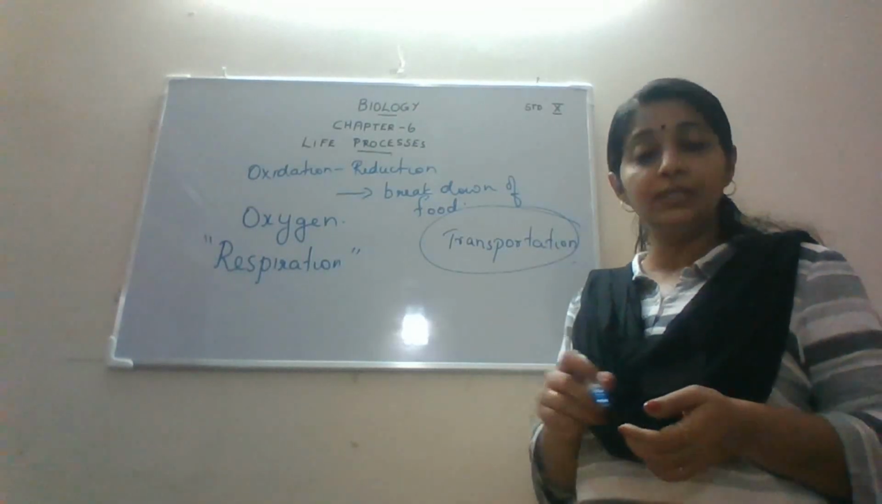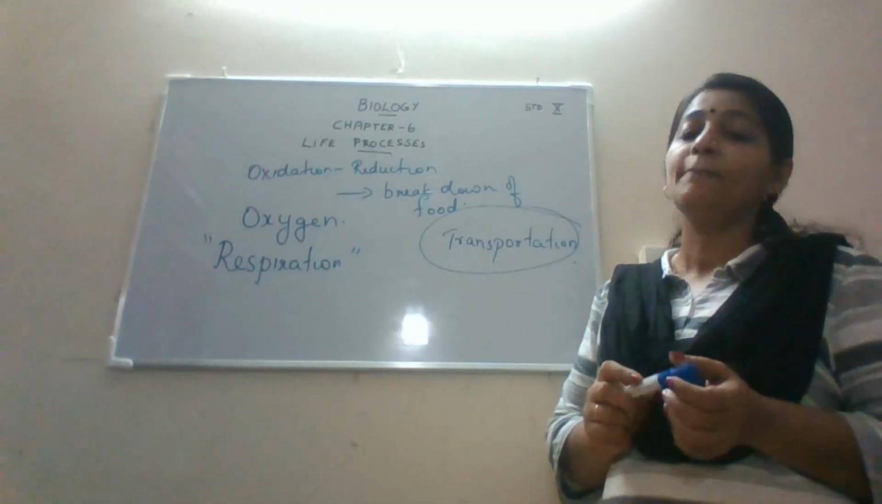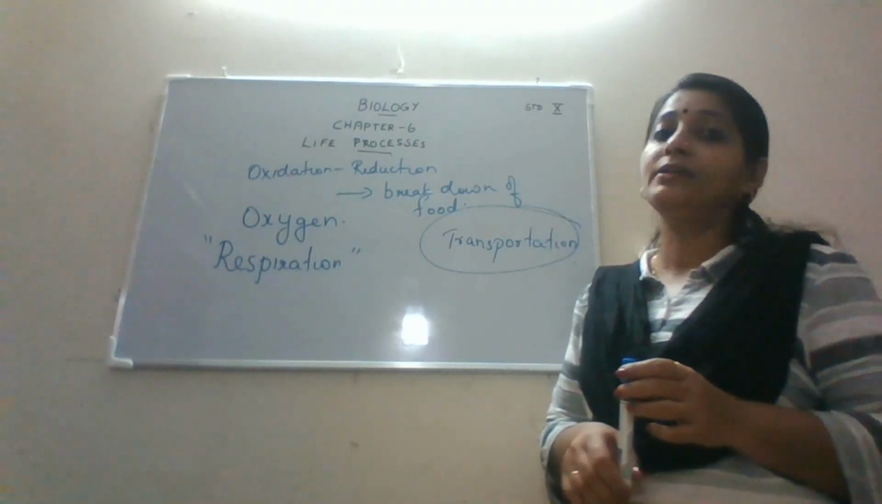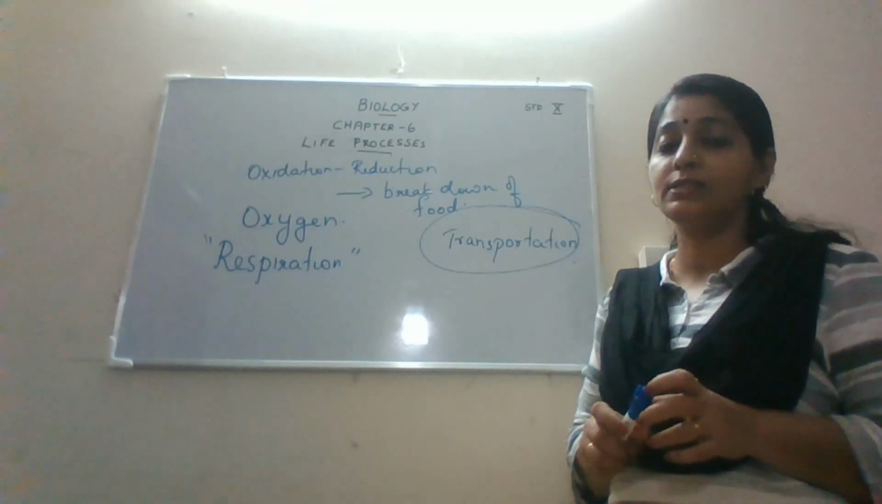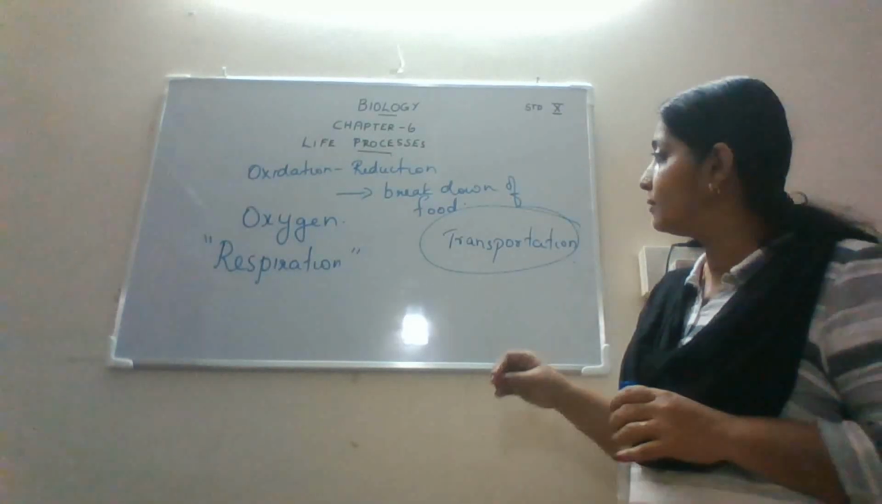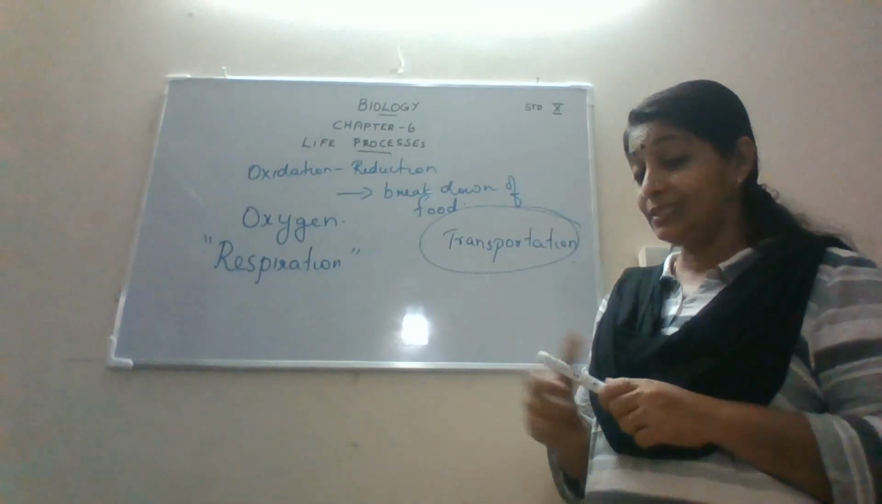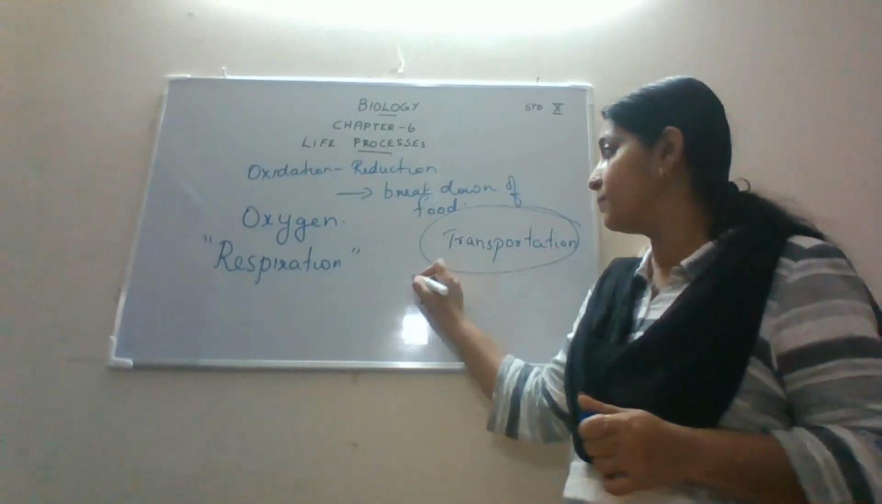After that, within the cell, respiration will take place, the breaking down of food will take place, energy will be released, and byproducts will be formed. And these byproducts have to be excreted out. This excretion forms the next life process.